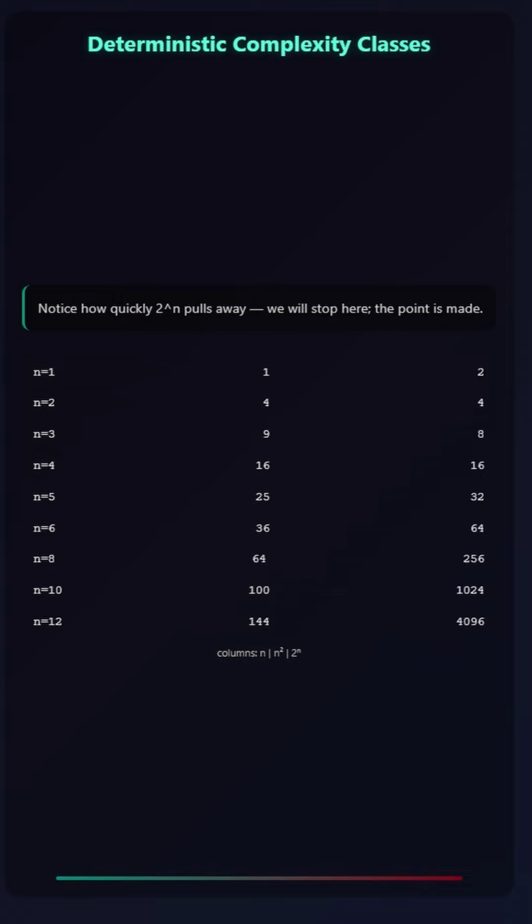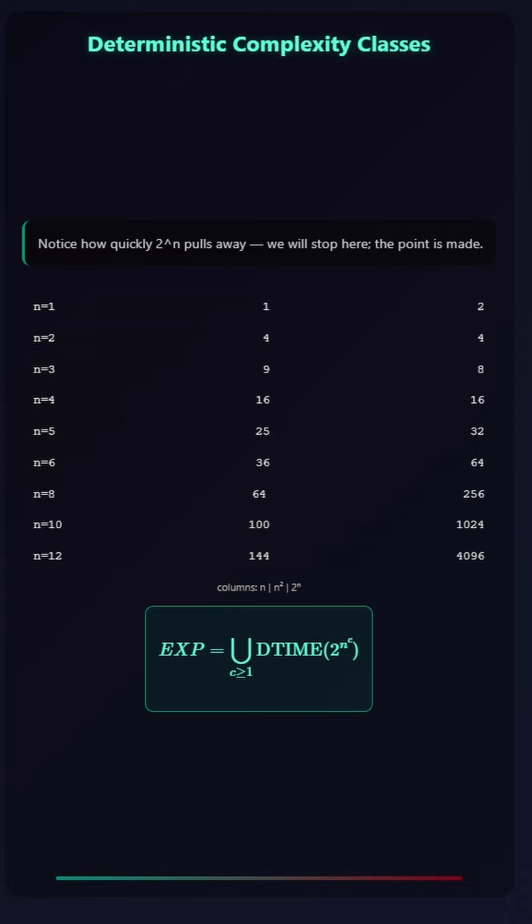This is the hallmark of hard problems. The time required becomes unimaginably large, even for moderately sized inputs, making them practically unsolvable at a certain scale. Understanding this vast difference between P and EXP is fundamental to mapping the landscape of computation.